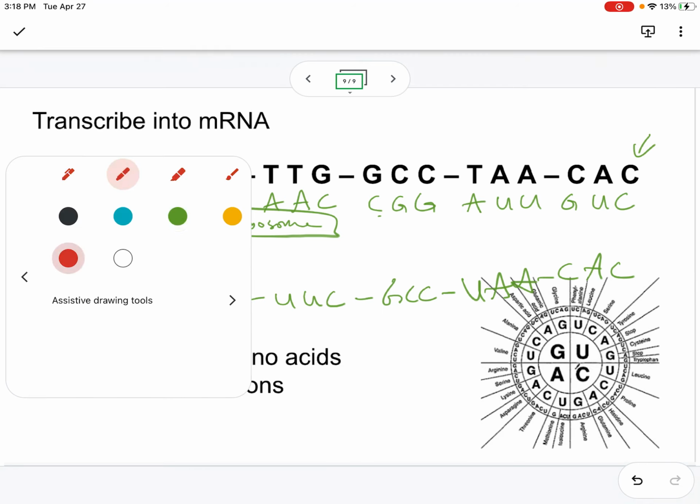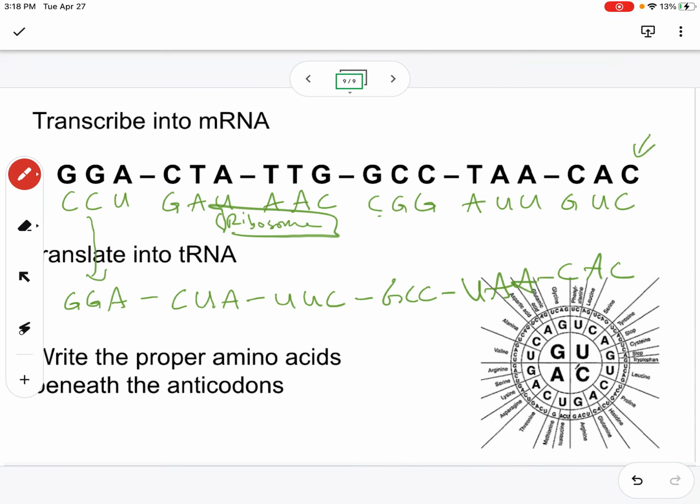I'm going to change my color. I'm going to do red. Why? Because I feel like it. That's just what we're going to do. So GGA. So we start here. We go GGA. And that's going to be glycine, GLY.